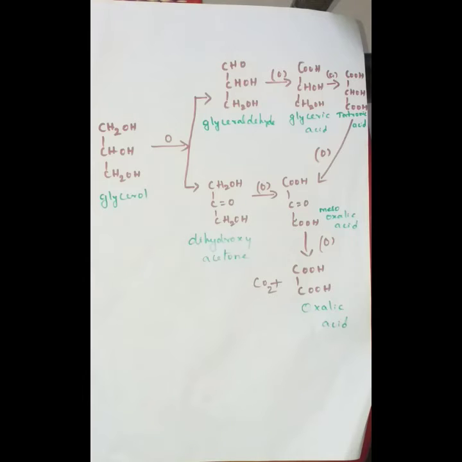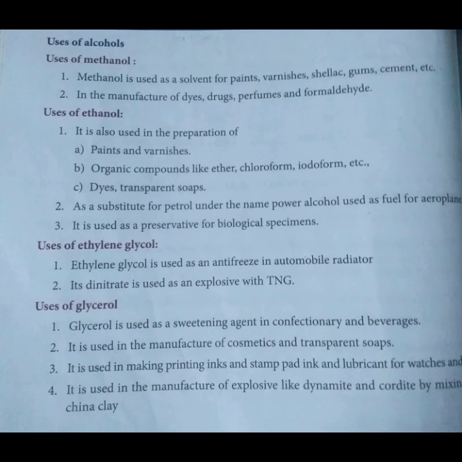Next we are going to see the uses of alcohols, glycols and glycerol. Next topic, uses of alcohols. We know the preparation and properties of methanol, ethanol, glycol and glycerol, which we saw. The first use of methanol is as a solvent for paints, varnishes, shellac, gums, cement, etc. That means for dissolving all these organic compounds, paint, varnishes, gums, cement, etc. Methanol is used as a solvent.